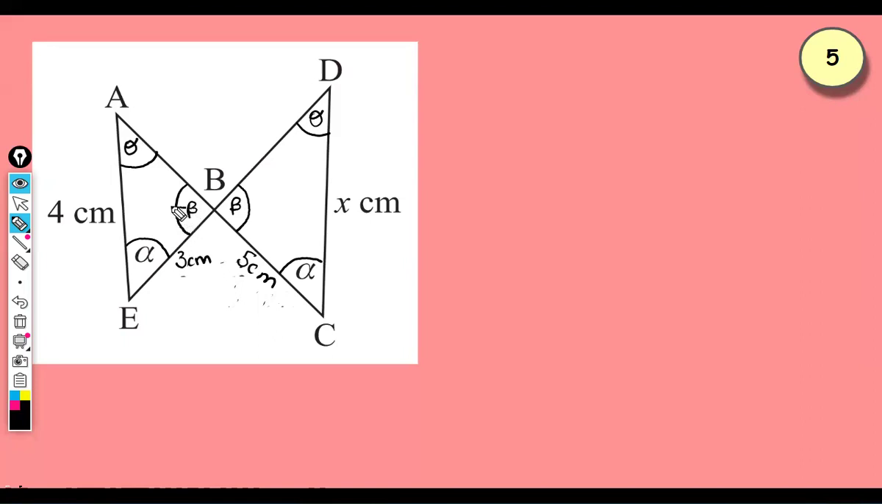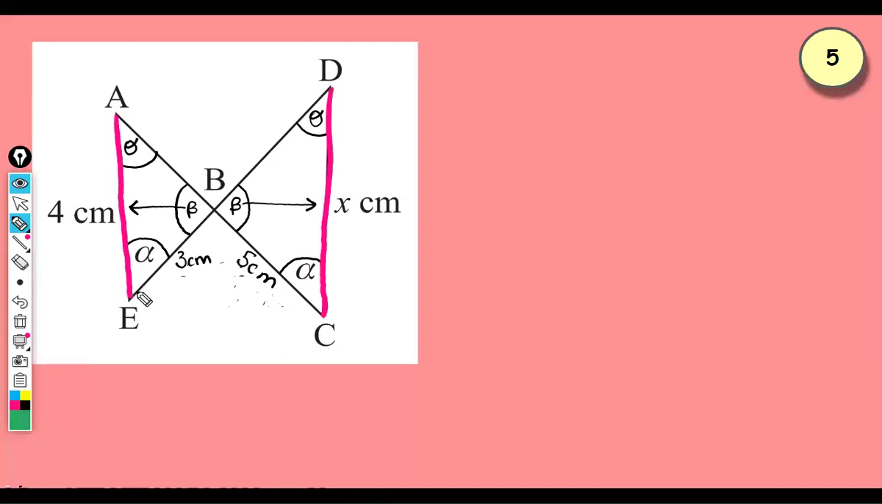Who is opposite beta? The 4. And who is opposite the beta here? X. So these two sides are opposite the same angle. So those two have to be what? Corresponding sides. They have to be. So let me color code it. This side and this side are opposite the same angle, so they are corresponding sides.